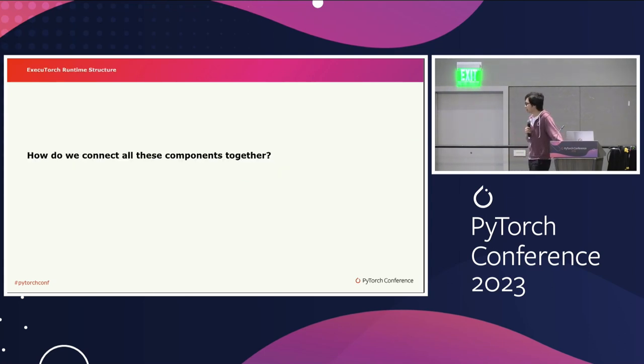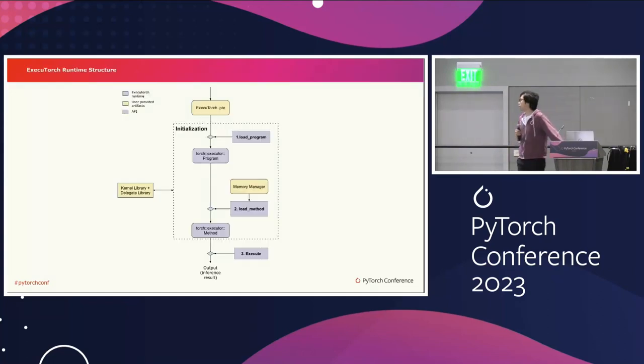All right, I talked a lot about the components of our runtime, but how do we exactly connect them together and make sure it works? This is a diagram of the whole flow. Basically, we load the exotorch.pt file, and then we do a bunch of initialization, including load program and load method. And last, we can execute on it. We also use SDK tools to cover the whole flow, to make sure that every step is correct.